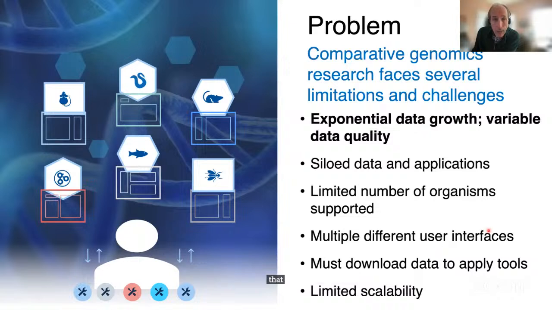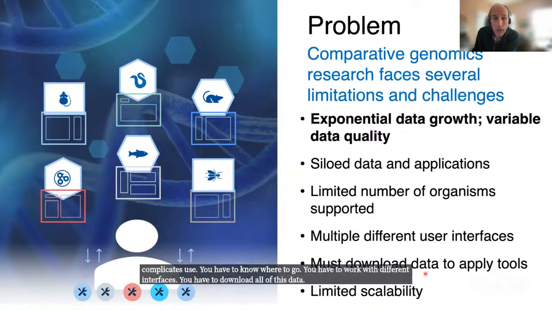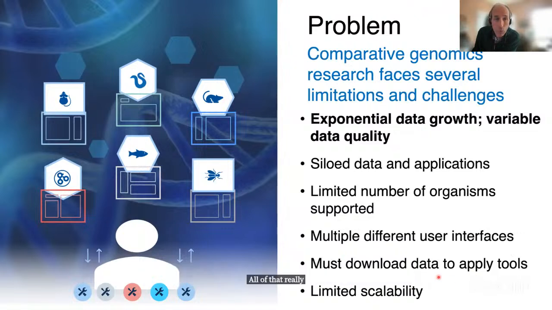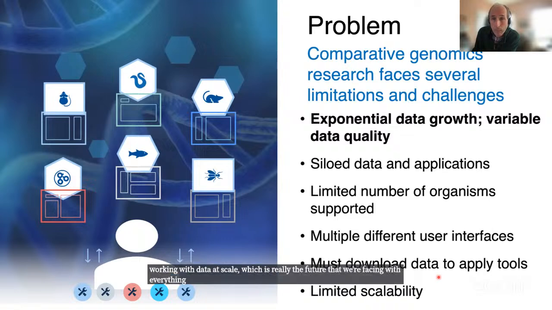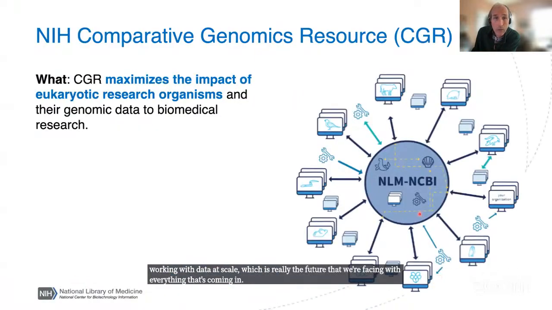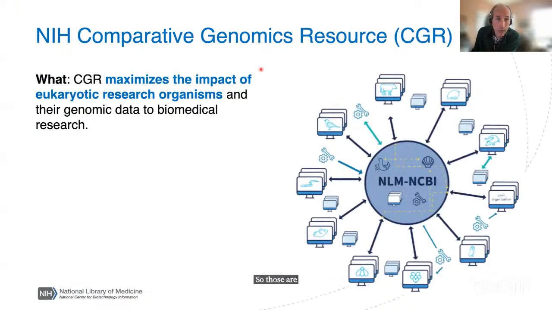That complicates use. You have to know where to go. You have to work with different interfaces. You have to download all of this data. All of that really hampers working with data at scale, which is really the future that we're facing with everything that's coming in. So those are the issues that led to this project that we now call the Comparative Genomics Resource.